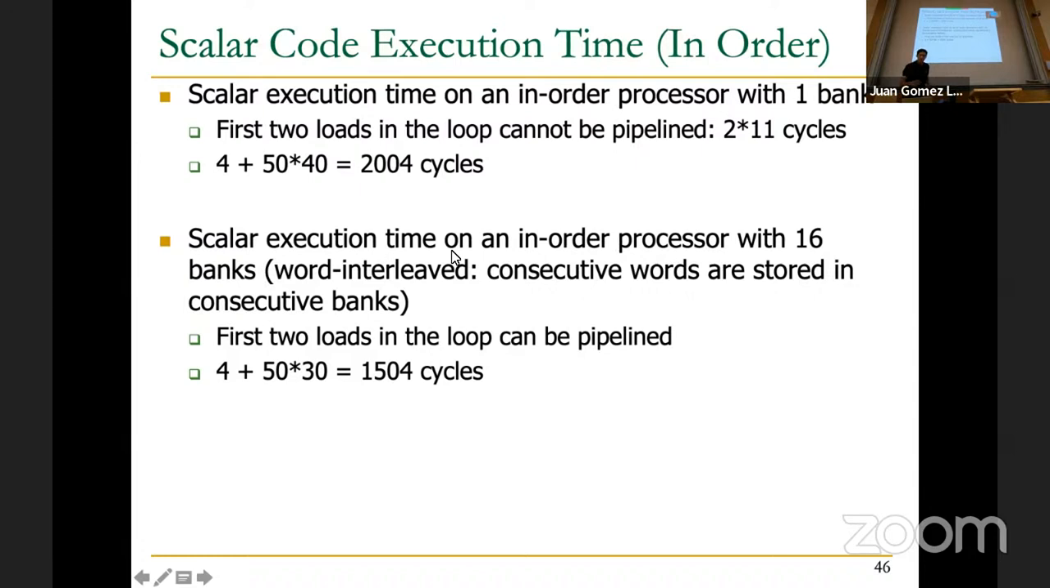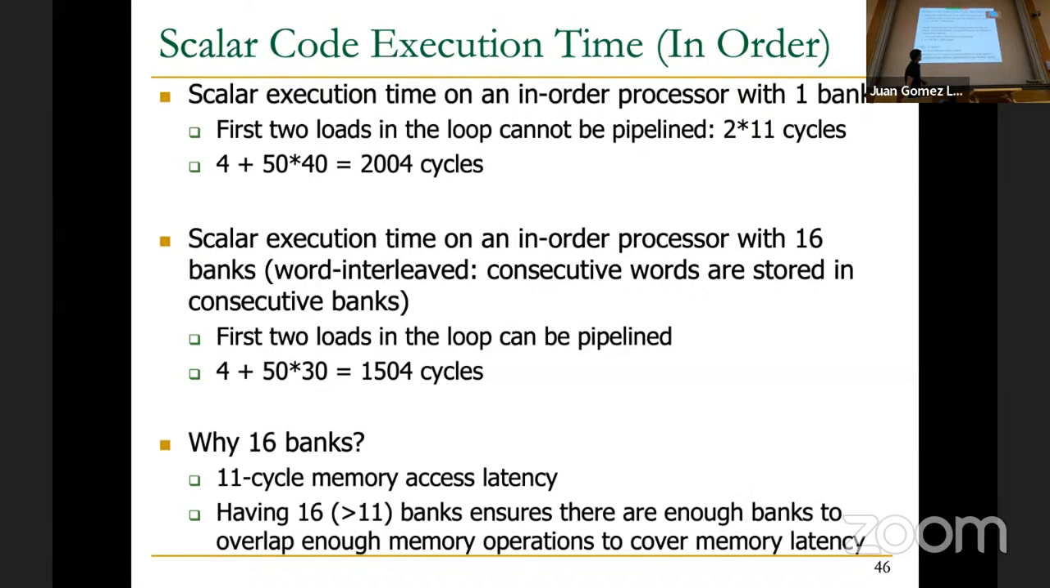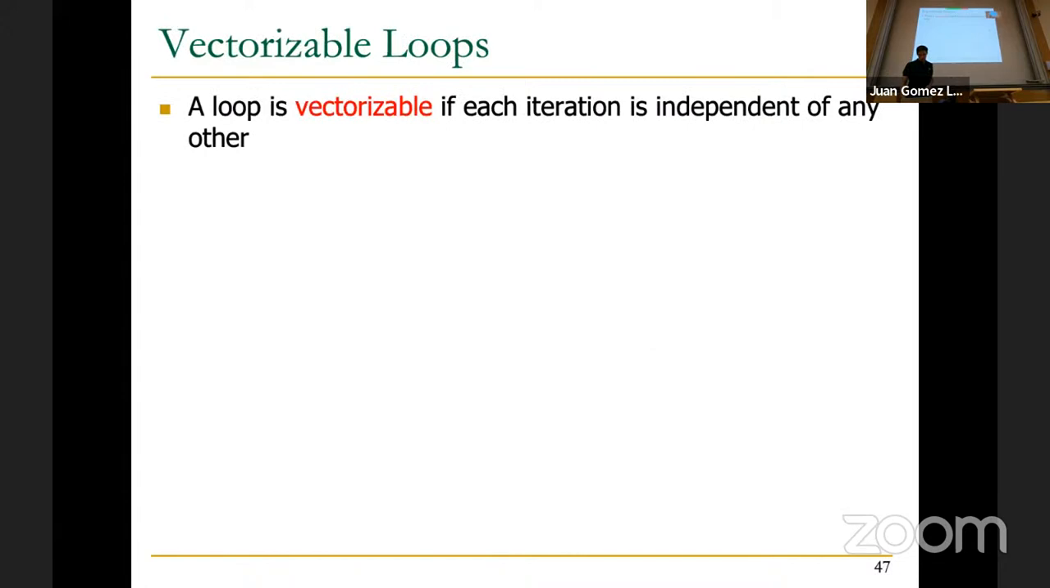Assuming that you can access two elements at the same time from the two different arrays, you can reduce this time to 1504 cycles, but that would require that the memory is banked, an interleaved memory. Remember as well, as I explained, that depending on the latency of the memory access, we need a number of banks that is greater or equal to this latency. In our example, we are assuming 11 cycles for every memory access, and we also assume 16 memory banks.